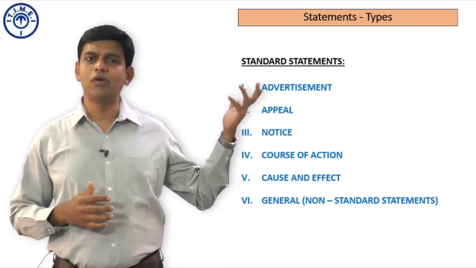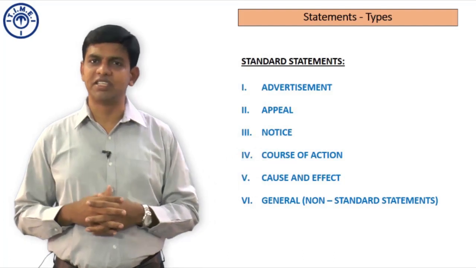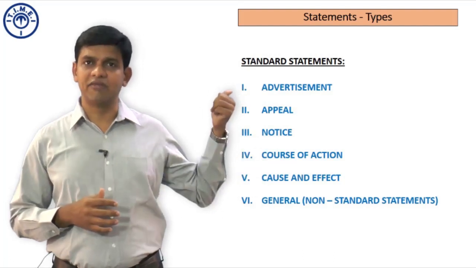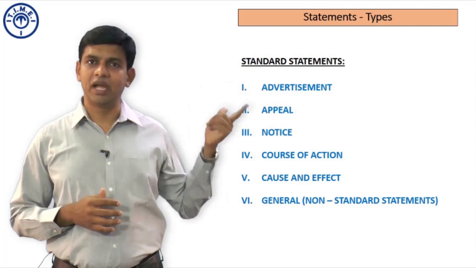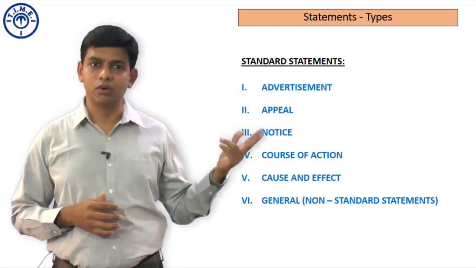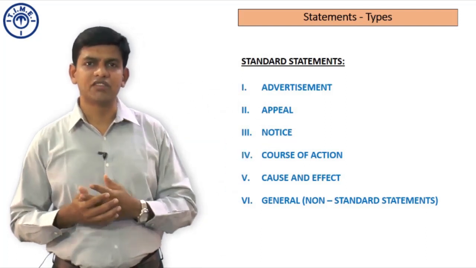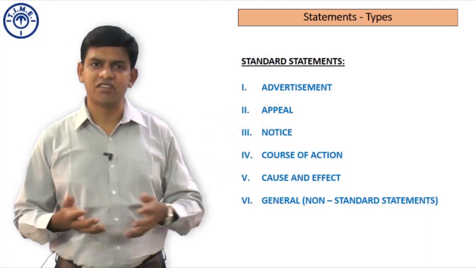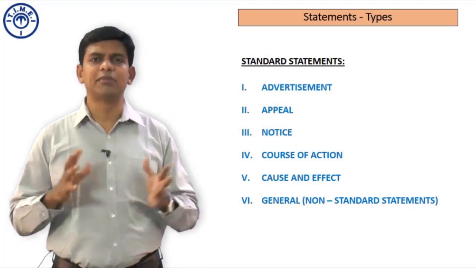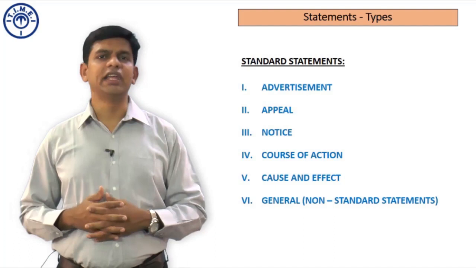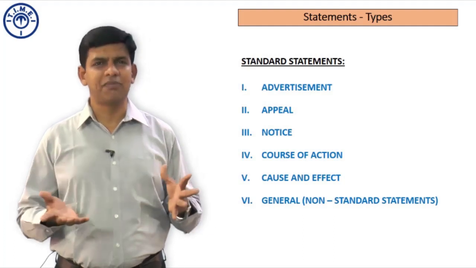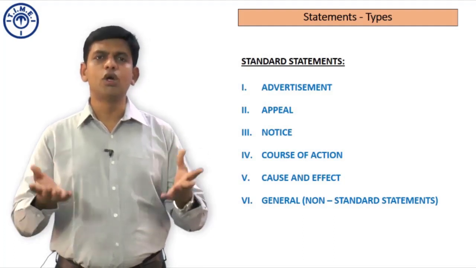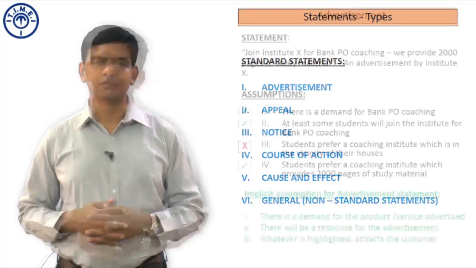The slide tells you the various types of statements that we can look at. First, we have an advertisement. Second, we have an appeal. Third, we have a notice. Fourth, we have something called course of action. Fifth, a cause and effect. And sixth is general statement, which are non-standard in nature. These are the 6 types of statements that I can split into to understand the assumptions better.